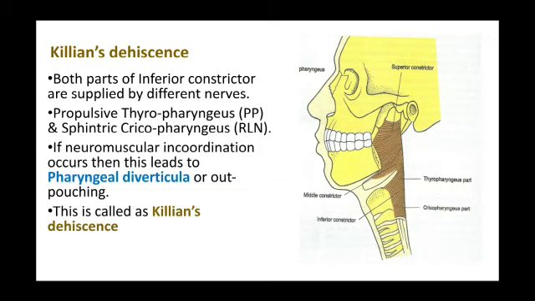Both the thyropharyngeus and the cricopharyngeus are supplied by different nerves. The propulsive thyropharyngeus is supplied by the pharyngeal plexus, and the sphincteric cricopharyngeus is supplied by the recurrent laryngeal nerve. If neuromuscular incoordination occurs, then this leads to a pharyngeal diverticula or outpouching. This is called the Killian's dehiscence.